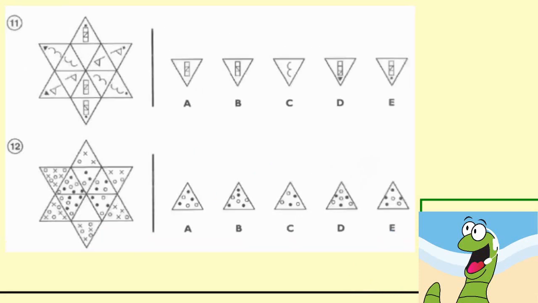Okay. Right, question 11. So let's have a quick look. What do we have? So we'll look at the outside triangles first. So each triangle has a shape in the middle. In this case, it's a rectangle. It's got a Z figure in the middle and it's got a dot there. Let's go on to the next one. Let's go anti-clockwise. It's got a triangle and a squiggly sort of backwards 3.